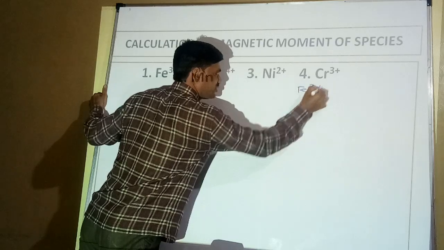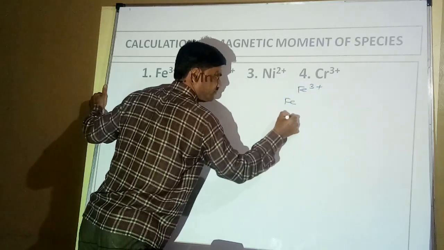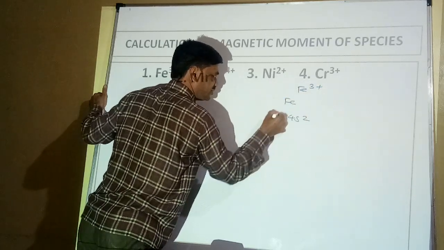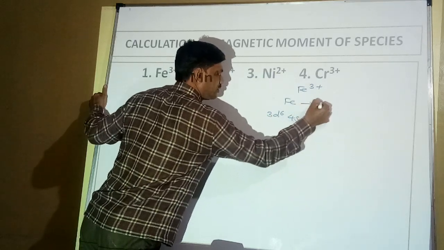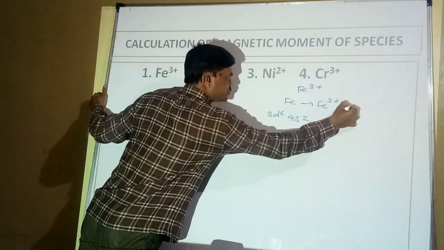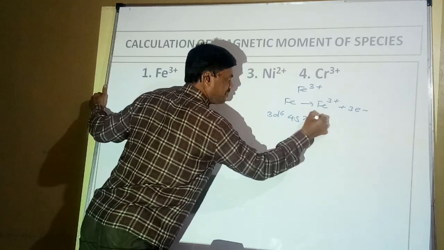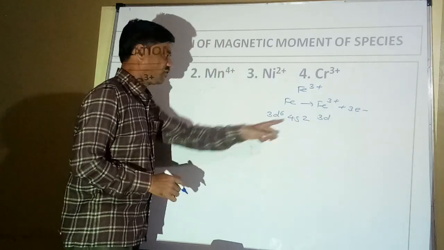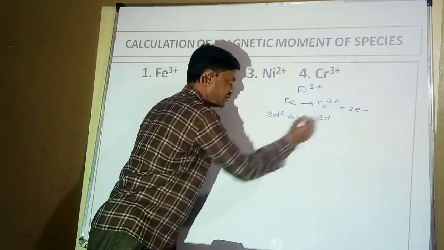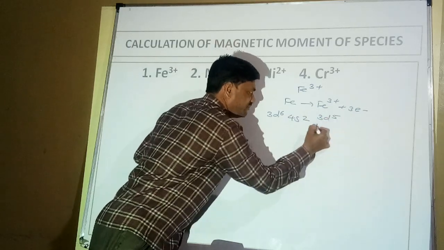Can you tell me Fe plus 3? Fe is 4s2, 3d6. Now in order to form Fe plus 3, there should be loss of 3 electrons. So what remains here? 2 electrons lost from 4s, 1 from 3d, total 3 electrons lost, so it becomes 3d5.